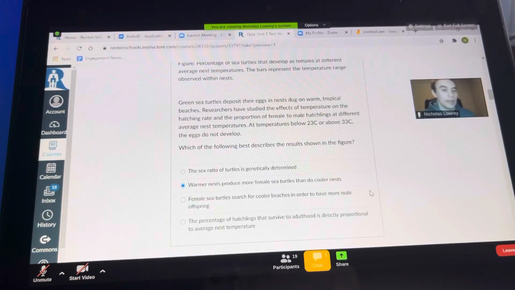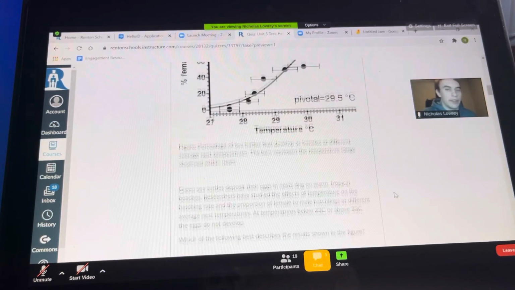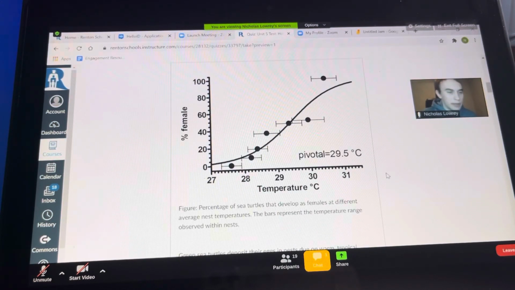It's solely that we have more female sea turtles when it's warmer. So animals, generally speaking, are not going to recognize that they need more male offspring and then go to a cooler beach. They're not that advanced in that regard often. And then the percentage that survive to adulthood, again, there's nothing about survival in here, so it can't be that.